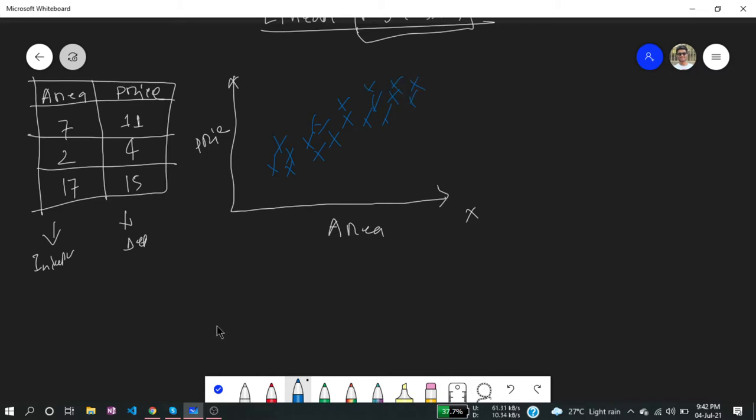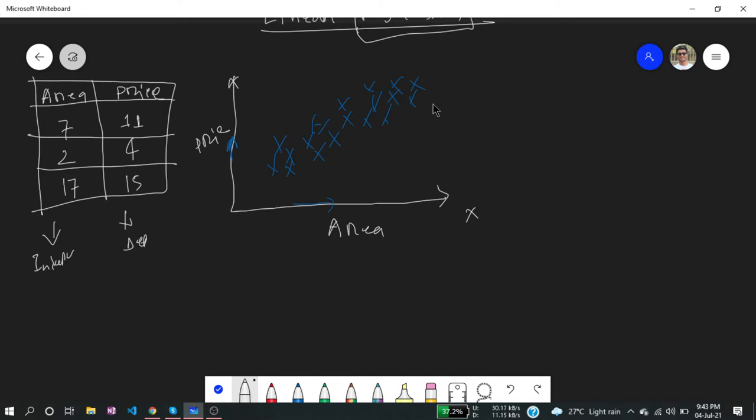the relation would be like that. Because if the area increases, the price will also increase, right? When the area increases, the size of the house increases, so the price would be high. You can see the area is increasing as well as the price is increasing. It's a linear relationship.